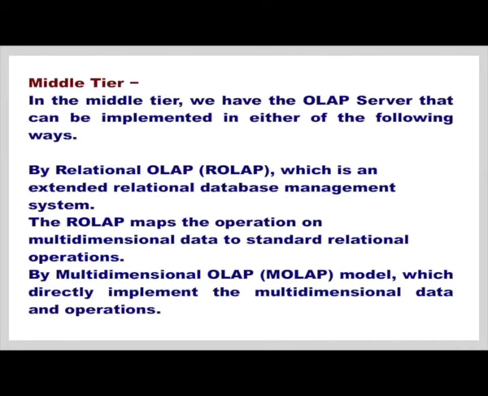Next, we will see about the middle tier. In the middle tier, we have the OLAP server that can be implemented in either of the following ways. First, by relational OLAP, which is nothing but ROLAP, which is an extended relational database management system. The ROLAP maps the operation on multidimensional data to standard relational operations. Next method is by multidimensional OLAP, which is nothing but the MOLAP model, which directly implements the multidimensional data and operations.